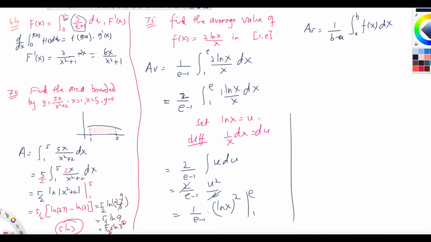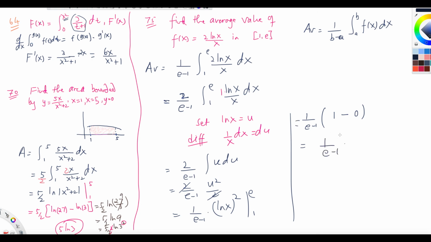Or, if you want to, you can replace the 1 and e by the corresponding limits, because if you put x equals 1, you get u equals 0, and if you put x equals e, you get u equals natural log of e, which is 1. You can write 0 to 1 here, or you can go back and use the limits of x after you replace natural log of x. So you write 1 over (e minus 1). Now plug in e: natural log of e is 1, 1 squared is 1, minus natural log of 1 squared, which is 0. So your final answer is 1 over (e minus 1).